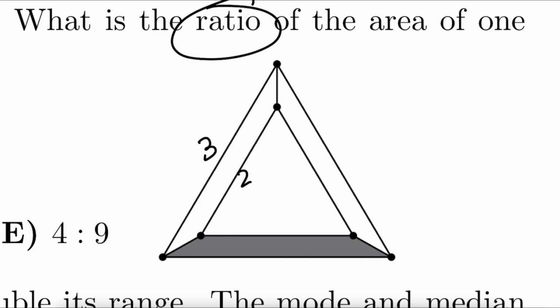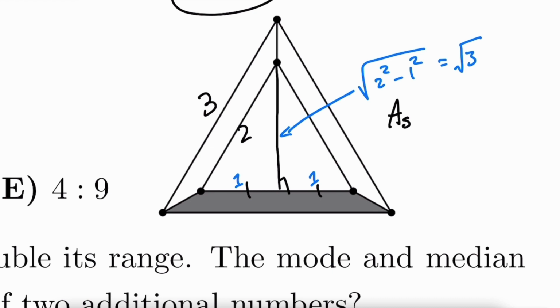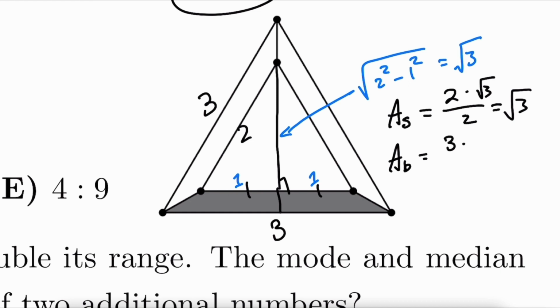If we drop down an altitude, you can see that these two are equally spaced, which means that each of this side is going to be 1, as this one side of the equilateral triangle is 2. So now, by Pythagorean theorem, this height is the square root of 2 squared minus 1 squared, which is square root of 3. So we can find the area of the smaller triangle to be base times height over 2, which is root 3. The area of the bigger triangle is going to be base, which is 3, times height. What is the height over here? The height of this whole thing, again by Pythagorean theorem, is 3 root 3 over 2.